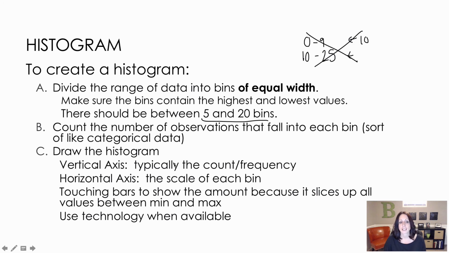The vertical axis typically has the count or frequency. That's this one. So just as we did before with the bar graphs, the horizontal will have the scale of each bin. So if I was going 0 to 10, I would put a 10 here, and my first bar would go from 0 to 10. Again, no spaces in between. So again, touching bars, use technology. It makes it so much easier, and of course I'll show you how to do that.